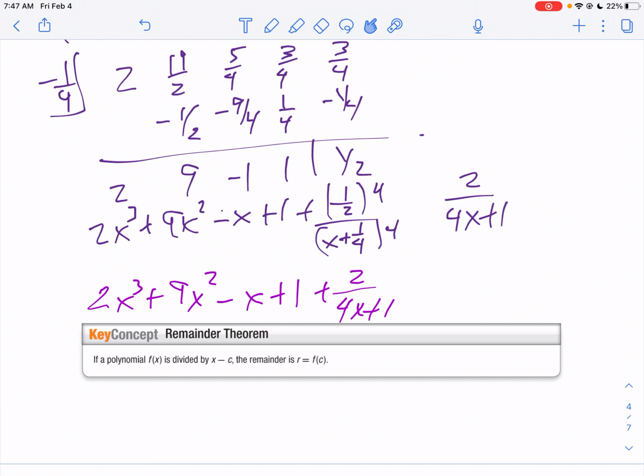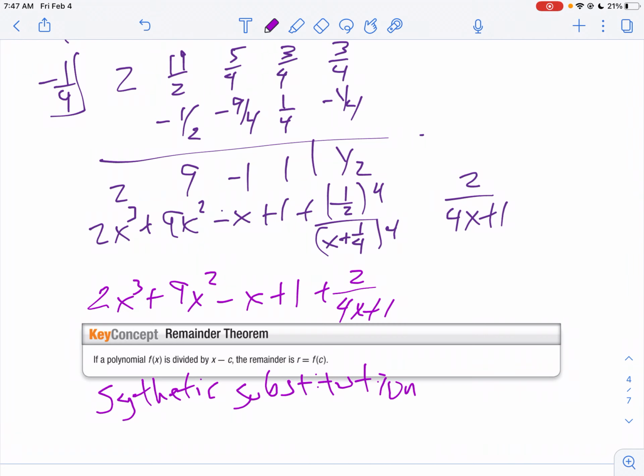Next, we're going to look at the remainder theorem. The remainder theorem says this: if I divide a polynomial by x minus c, my remainder is the same as f of c. A lot of times we'll see this called synthetic substitution. So it's a shorter way of substituting a value in and evaluating a polynomial. So let's apply that to a problem.